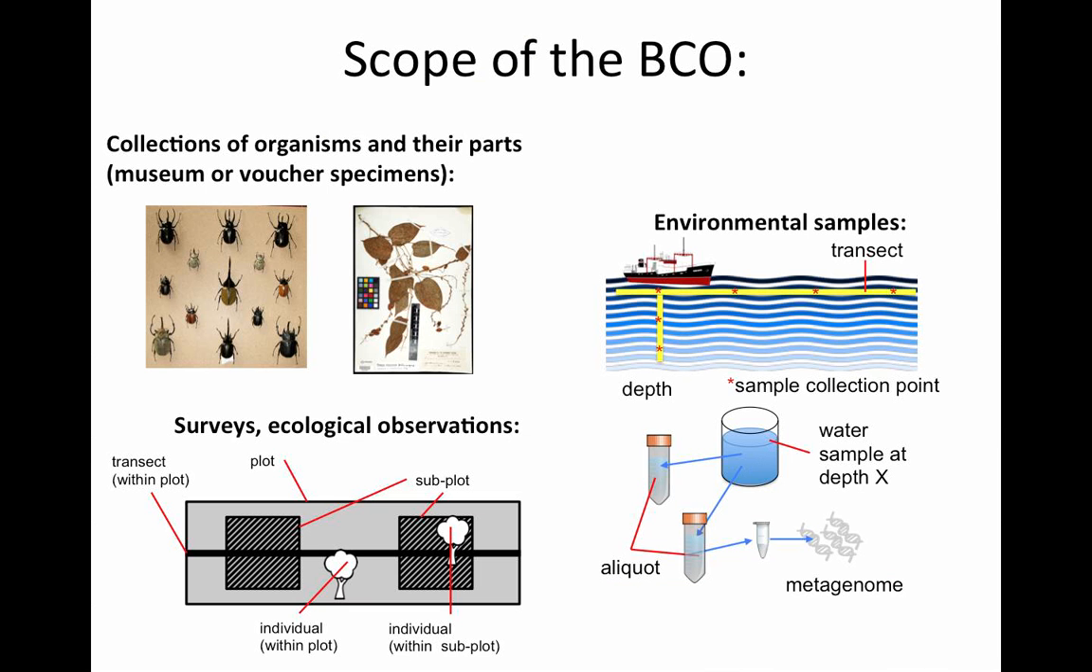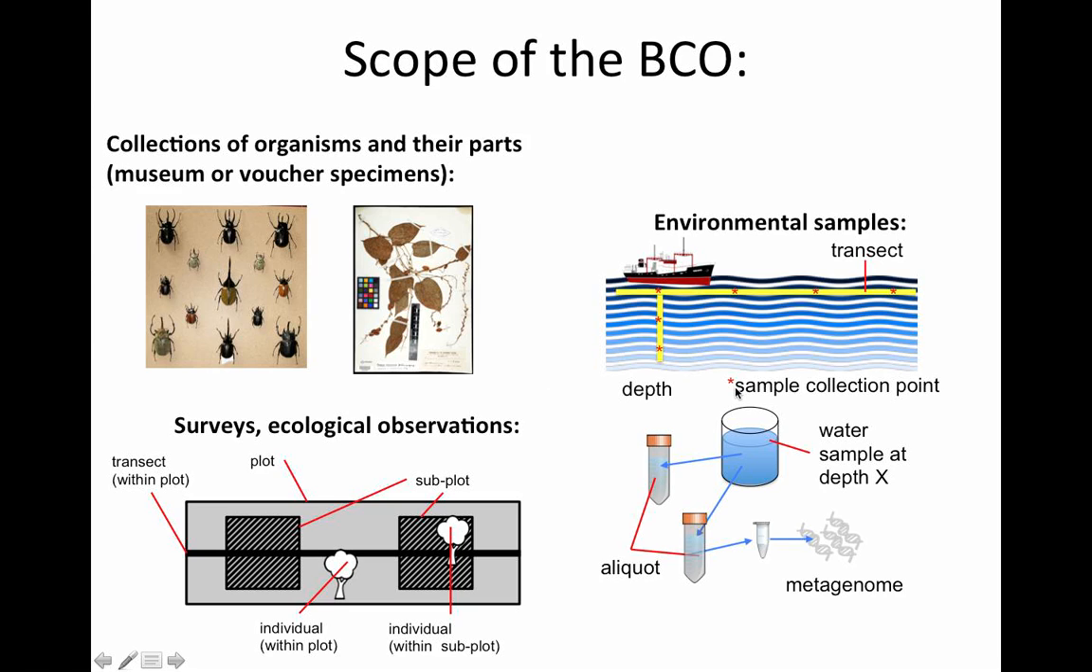So although that slide focused on material samples, I want to just say that the scope of the BCO is slightly broader. It really encompasses three main types of biodiversity data collection. The first would be the collection of organisms and their parts, really what you think of as traditional museum specimens. That can include a whole organism. It can include a jar full of multiple organisms as a single specimen. It could include a herbarium sheet.